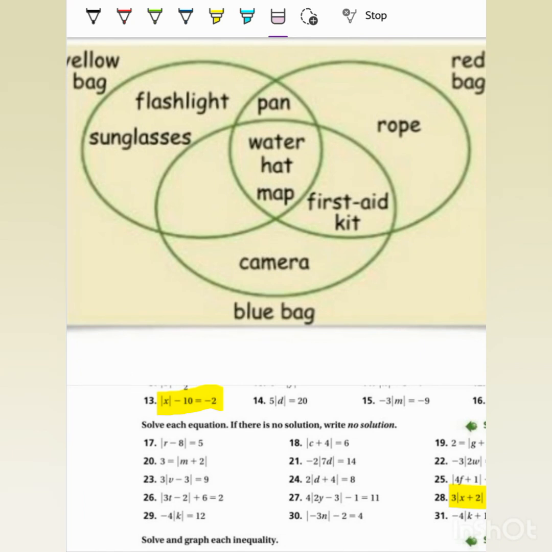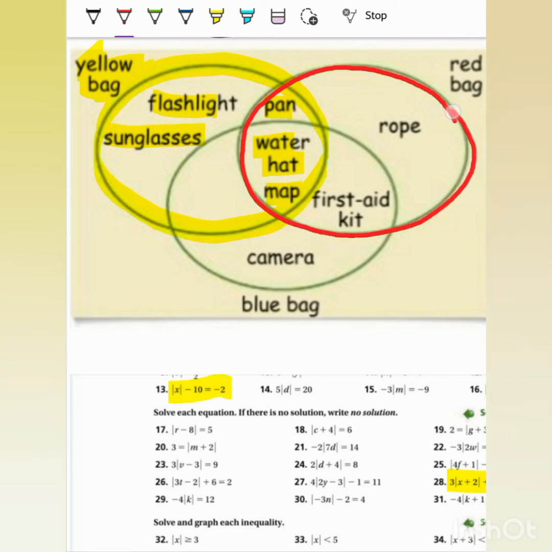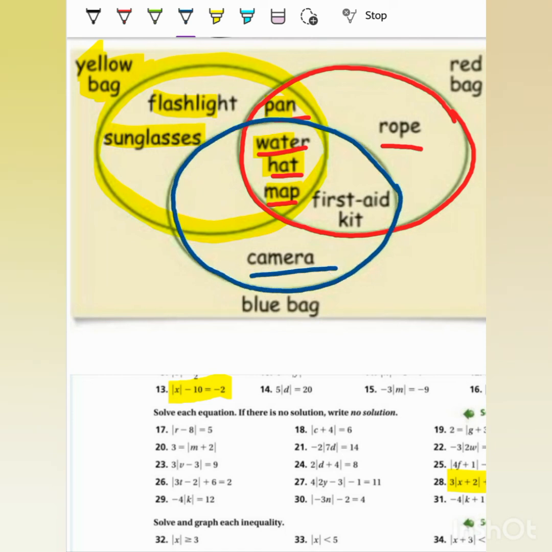Here, my dear students, we have 3 circles. Each circle is actually an oval, but consider it a circle. It is a yellow circle, which is this, and it has a flashlight, pan, water, hat, map, sunglasses. The red one includes rope, pan, water, hat, map. And the last one, the blue one here, has camera, first aid kit, map, hat, water.